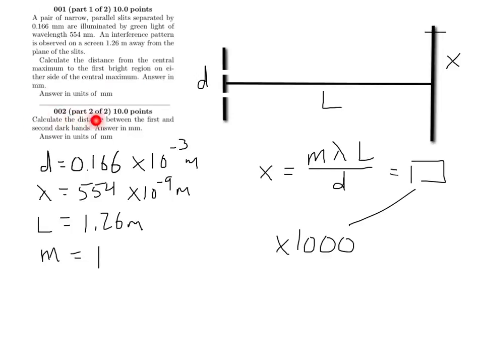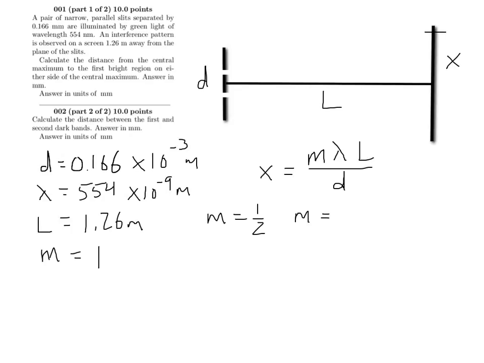Part 2 says calculate the distance between the first and second dark bands. Well, this is interesting. For the first dark band, that would be at M equals 1/2. For the second dark band, that would be at M equals 1.5. So what I could do is take this formula, plug in my lambda, my L, and my D, and plug in 1/2 for M. Then I would do the same formula and plug in my lambda, my L, and my D, and plug in 1.5 for M.